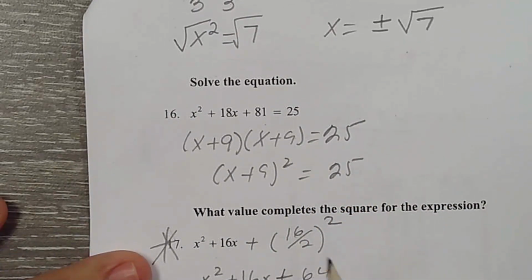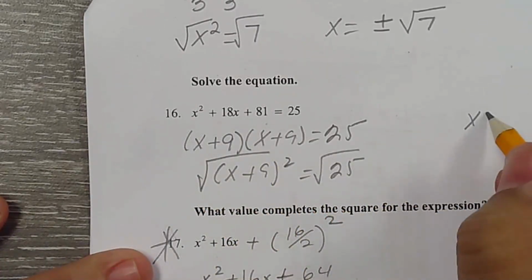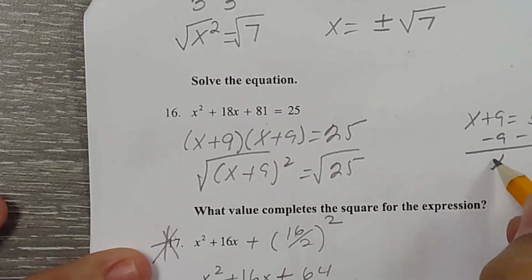How do you solve this? Square root. So what is the answer? X plus 9 equals 5. And what's the other one? X plus 9 equals negative 5. Subtract 9 from both sides. So x equals negative 4. X equals negative 9, negative 9.